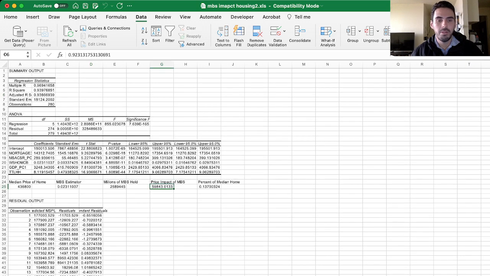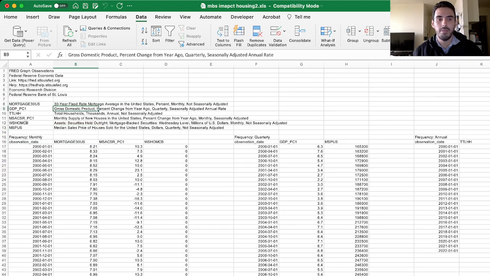But yeah, the results. So how much impact does the holding of mortgage-backed securities by the Fed have on housing prices? What we found was, and by the way, this is all statistically significant, so statistically it makes sense, we found an adjusted R-squared of 0.94, which means that about 94% of the variation in housing prices can be explained by these couple of variables that I showed you on this tab, so these items.